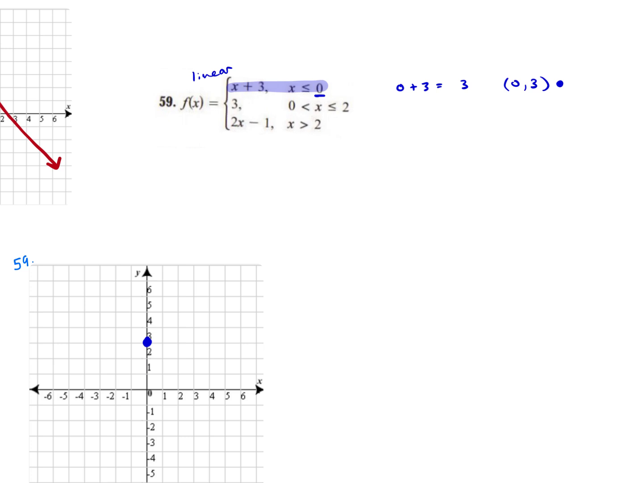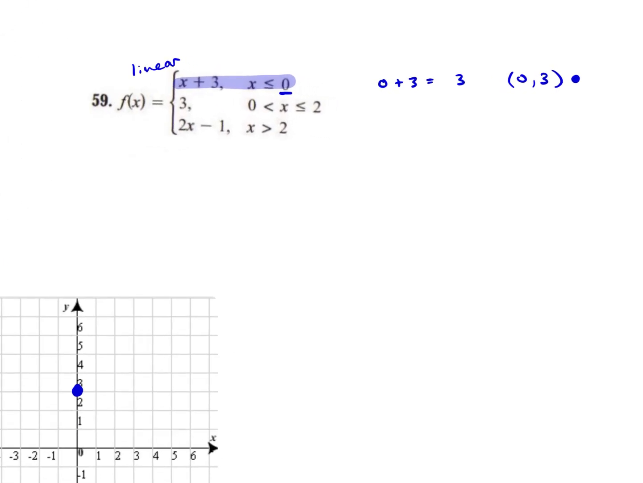Next, we need to know which direction our line's going to go. So I can plug in any other point that satisfies my inequality here. What's a number that is less than 0? -1, sure. You could plug in -2, -3, anything less than 0. So we're going to plug in -1. -1 plus 3 is 2. So I plugged in -1 into x and got 2 for my y.